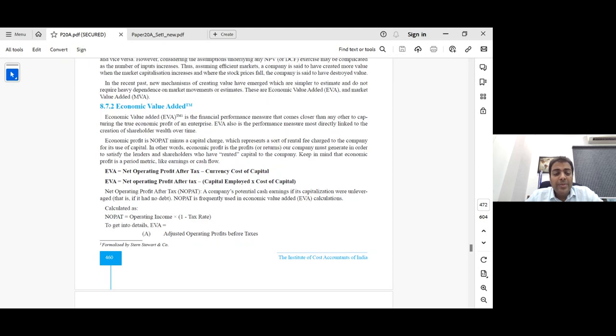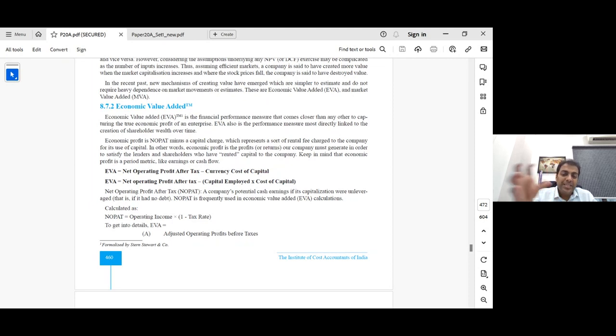It was formalized by Stern Stewart and Company. Economic value added is the financial performance measure that comes closer to any other in capturing the true economic profit of an enterprise. Look at what it is saying. It is saying economic value added is net operating profit after tax minus the currency cost of capital. So in any particular year, what is the economic value that the business has added?